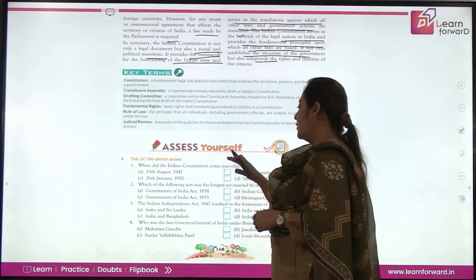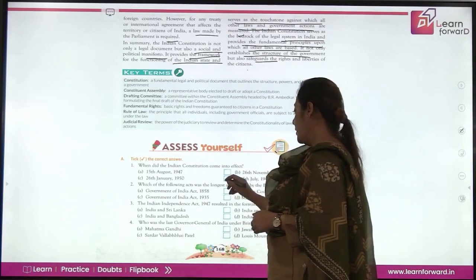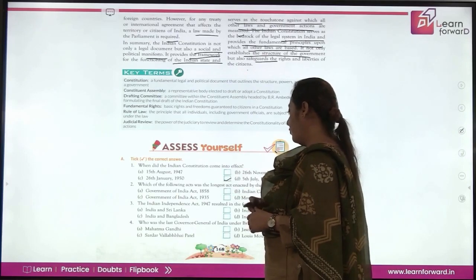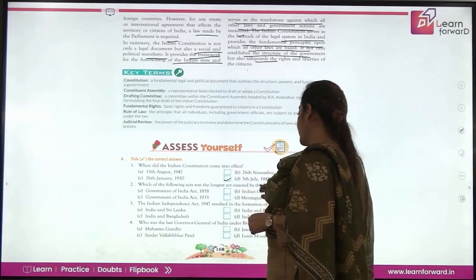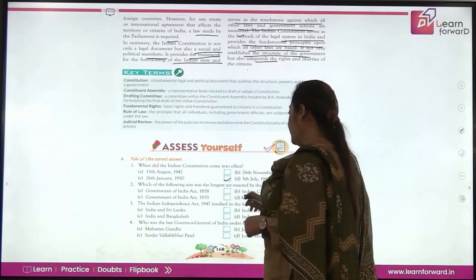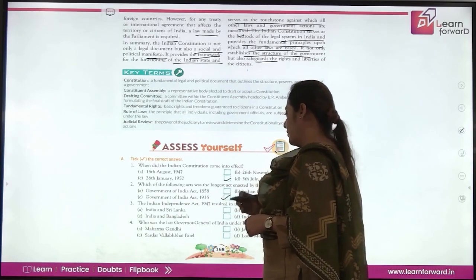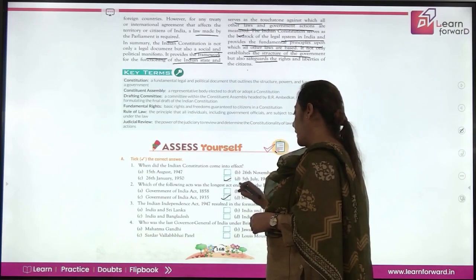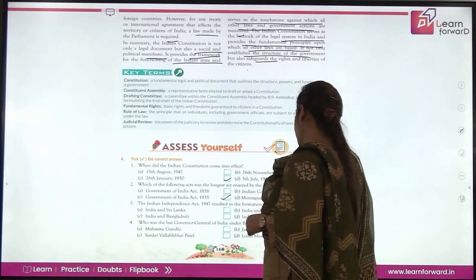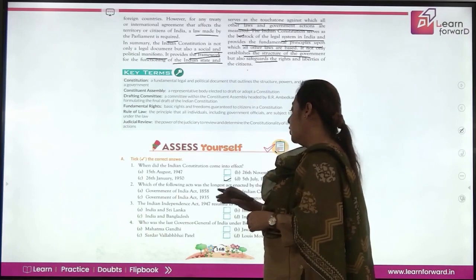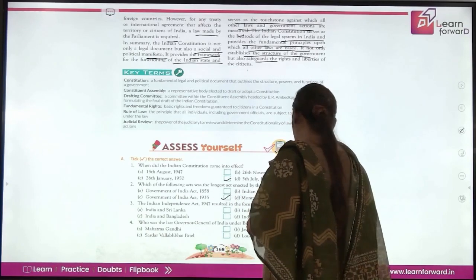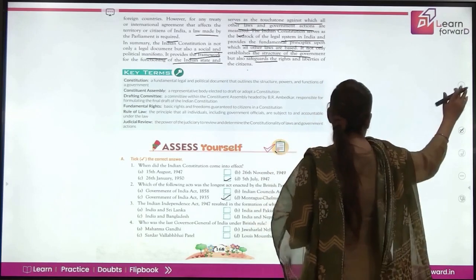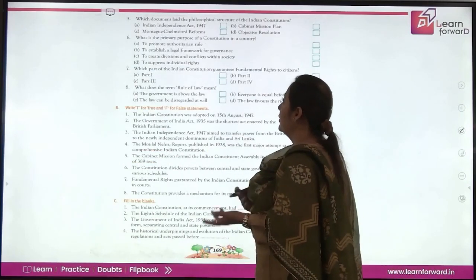When did the Indian Constitution come into effect? It came into effect on 26 January 1950. Now, which of the following acts was the longest act enacted by British Parliament at the time? It was the Government of India Act in 1935. The Indian Independence Act 1947 resulted in the formation of 2 countries, India and Pakistan. Who was the last Governor General of India under the British rule? He was Louis Mountbatten. He was the first Governor General even after independence.